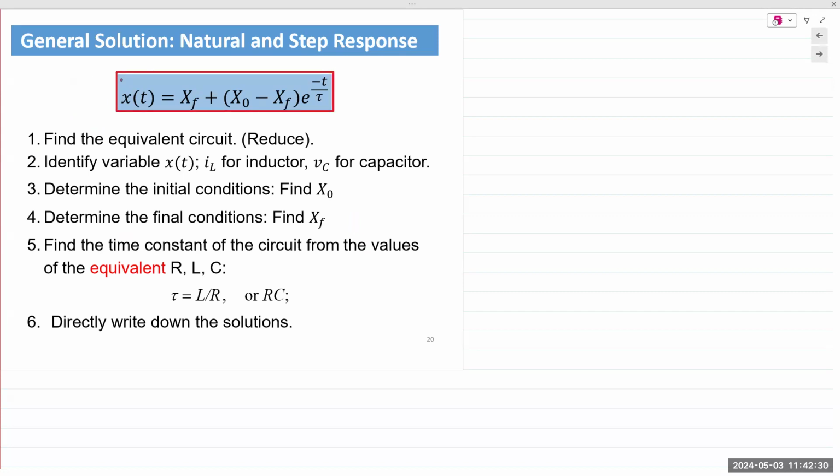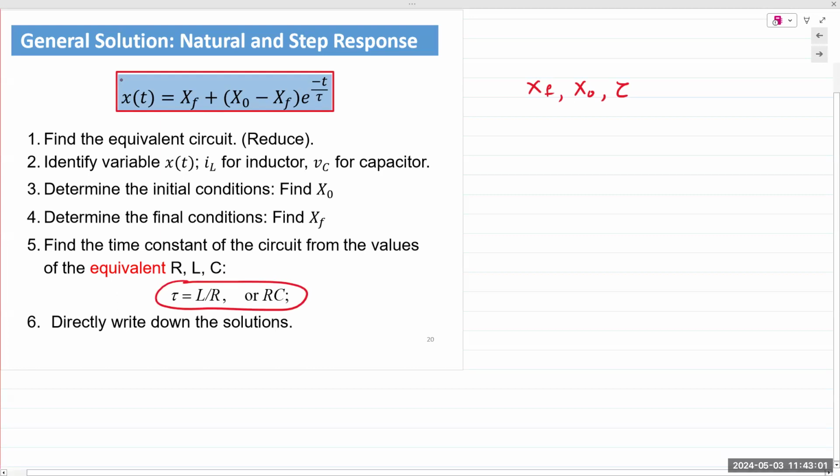One equation to rule them all. X of t is xf plus x0 minus xf into e raised to minus t over tau. Let's break it down. Starting from the bottom, there are three quantities here: xf, x0, and tau. Tau is standard. For RL, tau is L over R. For RC circuits, tau is the product of R and C. It doesn't change whether it's charging or discharging.